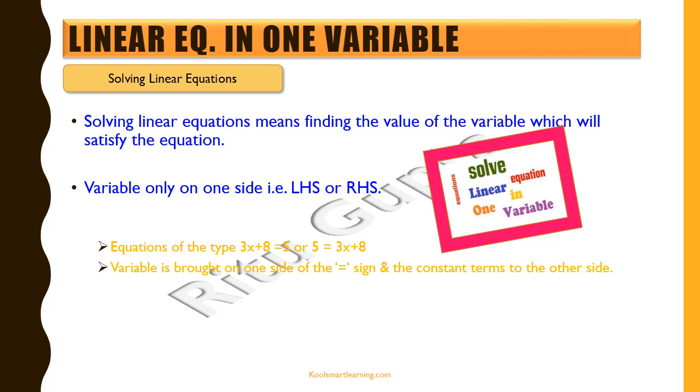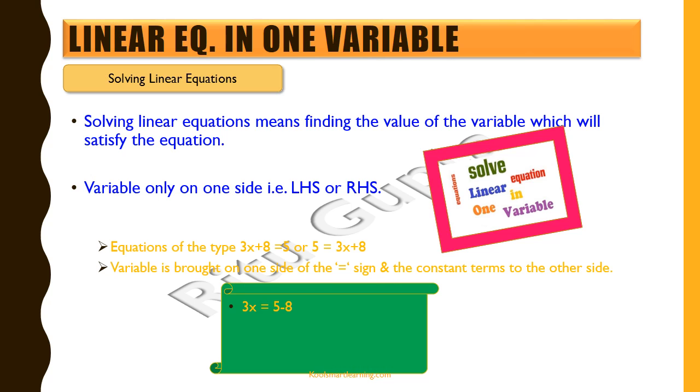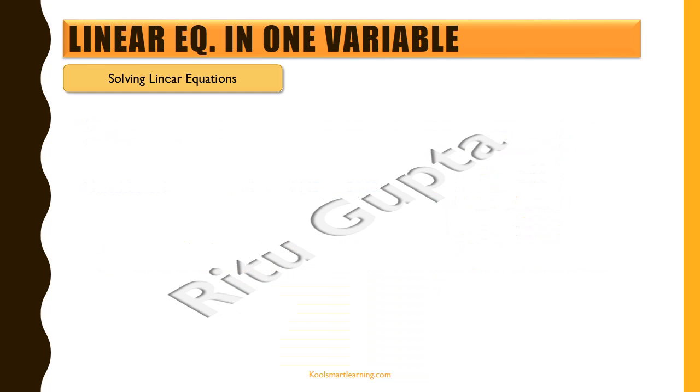So what we want to do is take only the variable on one side, and take all the constant terms on the other side. To do that, we make it 3x is equal to 5 minus 8, which means 3x is equal to minus 3, and hence x is equal to minus 1. So this is how we solve the equation 3x plus 8 is equal to 5 to find out the value of x.